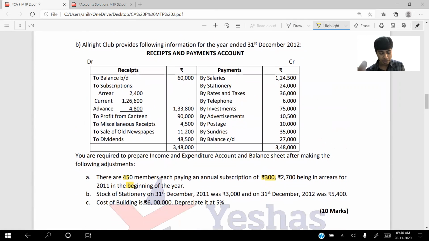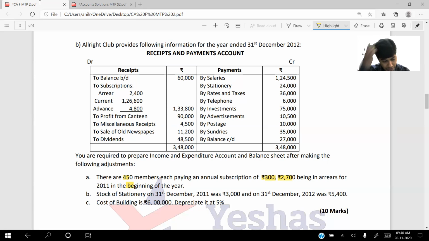So in May 2011, how much was the arrear? 2,700. So current year income is 1,35,000 plus previous year balance, 2,700. So totally you are supposed to receive 1,37,700. Current year's 1,35,000 plus last year's 2,700. So you're totally supposed to receive 1,37,700.